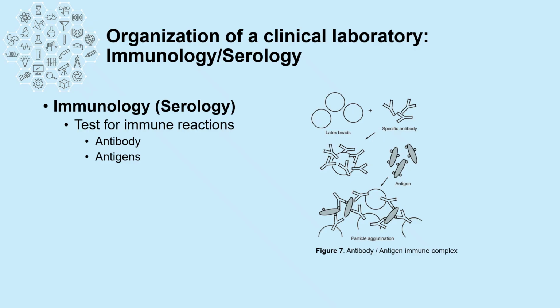We can also identify if somebody is immune from a virus. So when you get your hepatitis B vaccine, we can identify antibodies to that virus to confirm that that person will have immunity to that virus. So those are the types of tests that you do in immunology or serology.